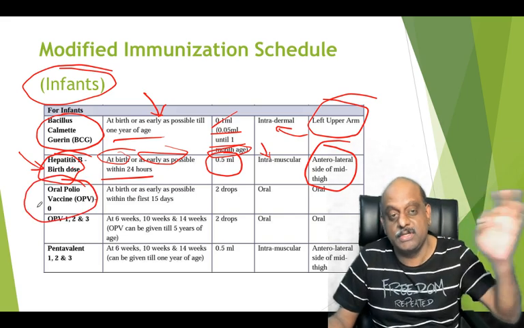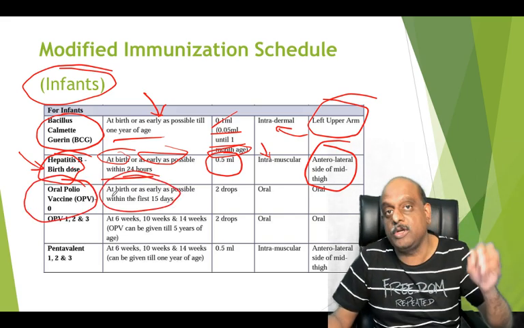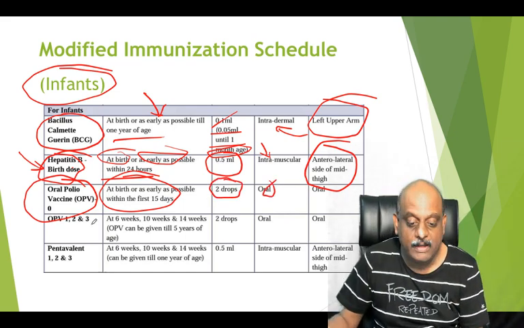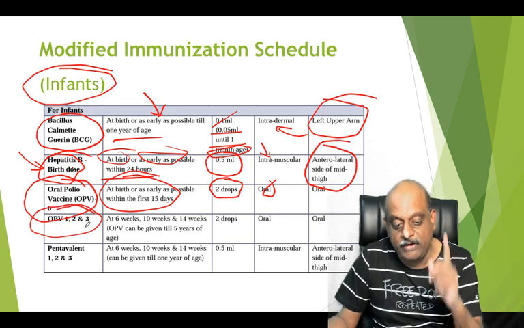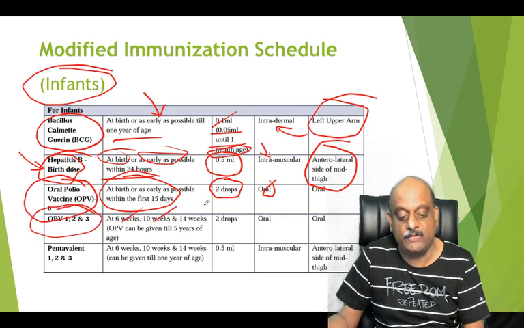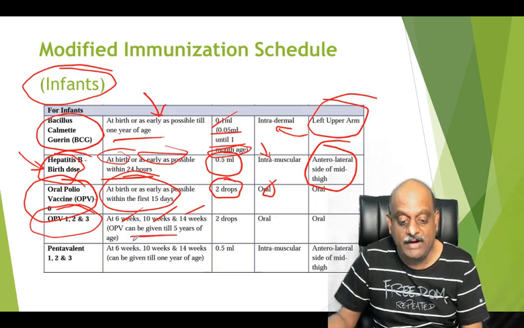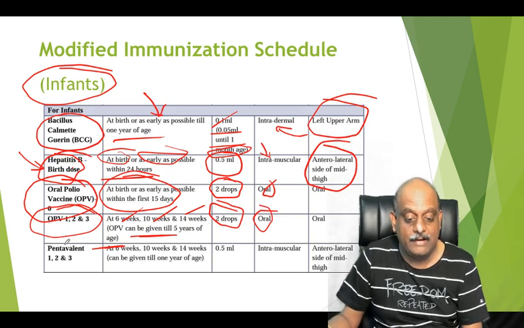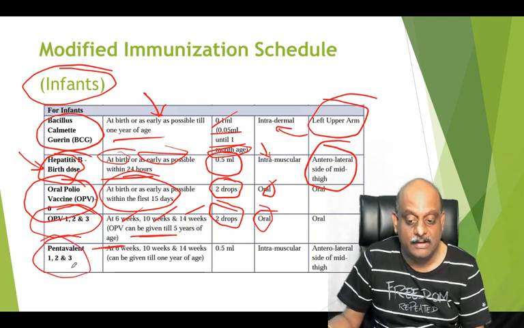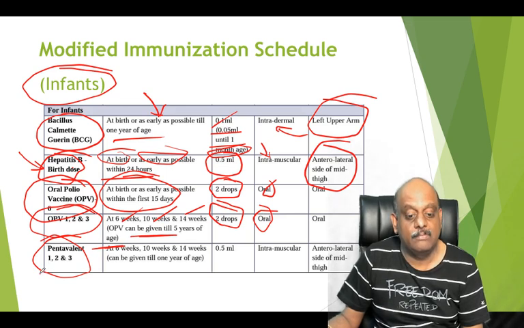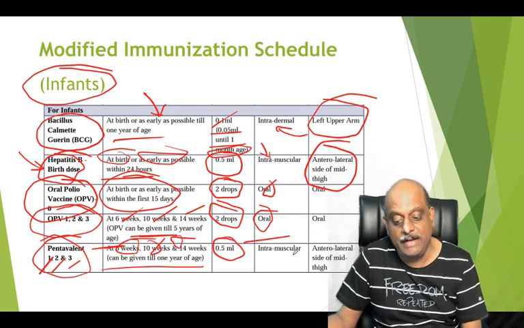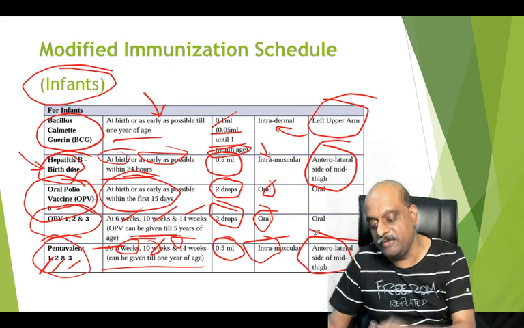OPV 0 dose. At birth or as soon as possible within the first 15 days, 2 drops orally. Then OPV 1, OPV 2, OPV 3 at 6 weeks, 10 weeks, 14 weeks. OPV can be given till 5 years of age, 2 drops orally. Then pentavalent 1, 2 and 3 at 6 weeks, 10 weeks, 14 weeks can be given till 1 year of age, 0.5 ml intramuscular anterolateral side of the mid-thigh.